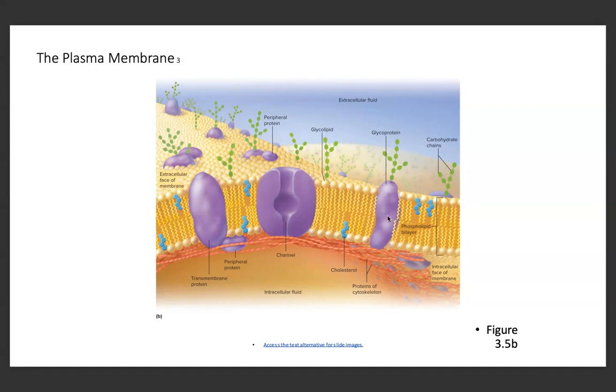If it is only found on one side of the phospholipid bilayer, and this will typically be on the cytoplasmic side, the side that's facing the cytosol, such as in this example here that I'm pointing out with my cursor, this is known as a peripheral protein. Again, the terms peripheral and transmembrane protein simply refer to the location of the protein with respect to the plasma membrane.